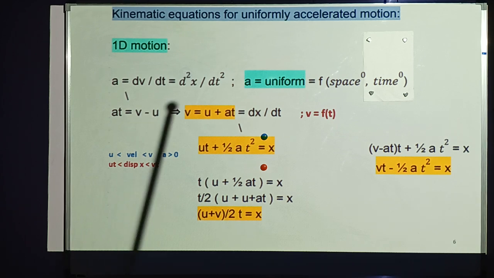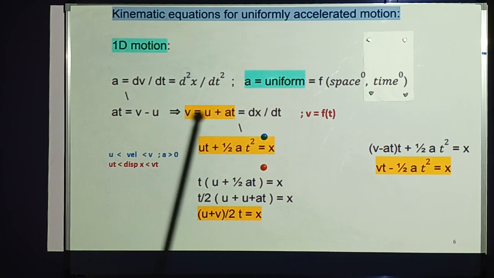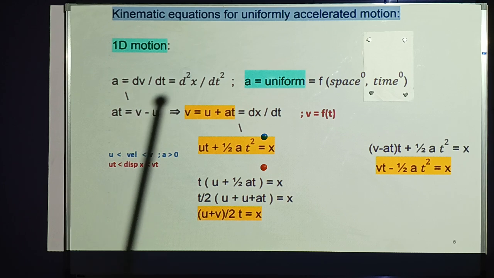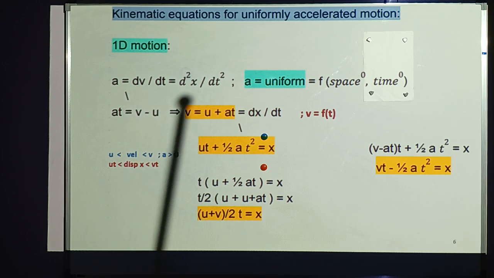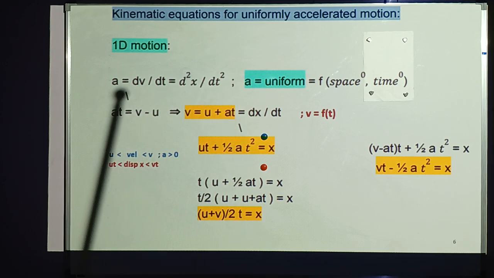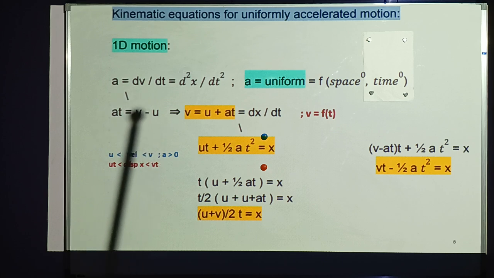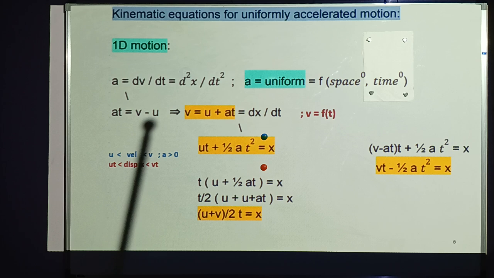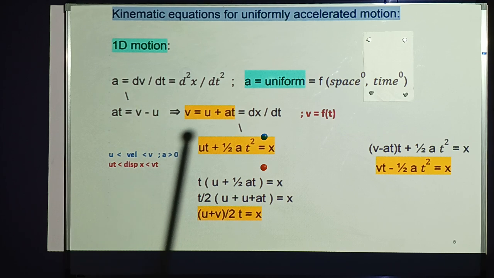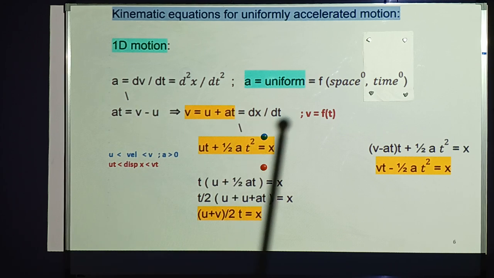So acceleration is related to velocity as a equal to dv by dt, and v is again dx by dt, so it will become d square x by dt square. If I integrate both sides, I'll get at equal to v minus u. Time is changing from t equal to 0 to t, and velocity is changing from u to v. So from this I get v equal to u plus at, which is dx by dt.